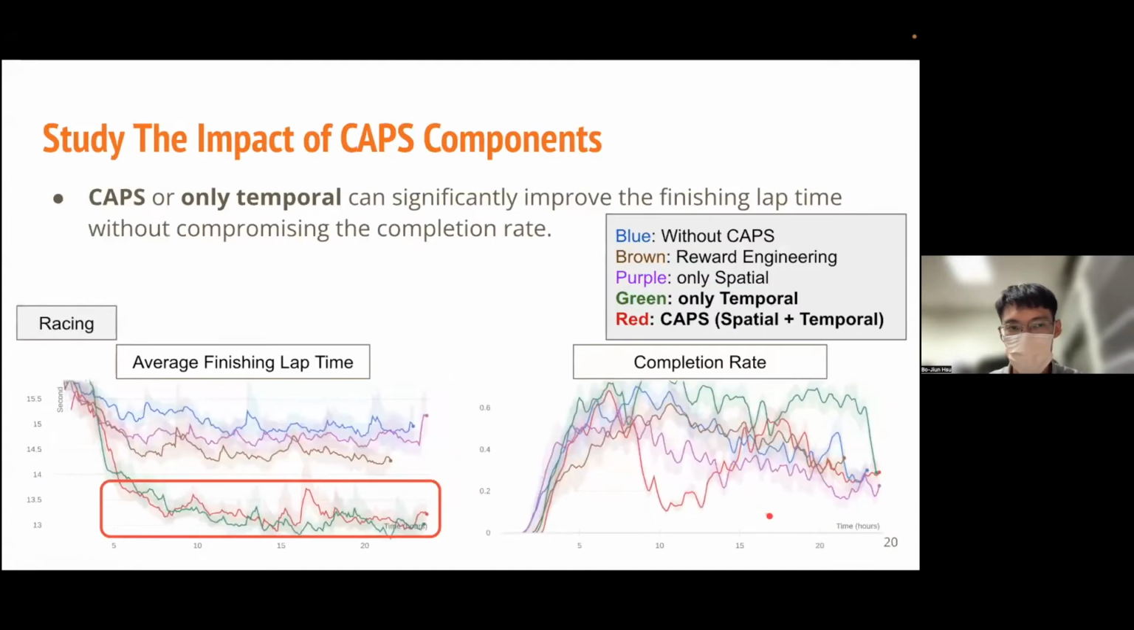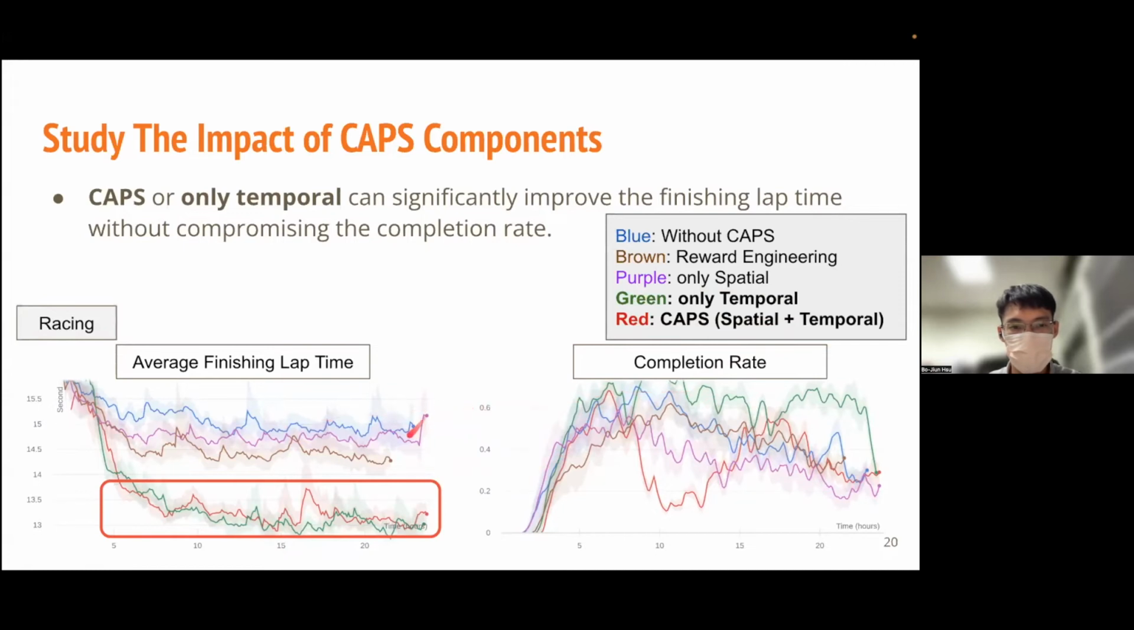In the real-world experiment, we found that CAPS can really help autonomous racing to increase the speed. So we analyzed CAPS in the simulator. We want to know which component has more impact on the CAPS performance. We found that CAPS and/or only temporal smoothness can improve the finish lap time without compromising the completion rate.